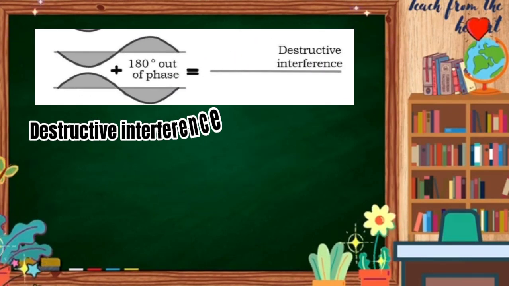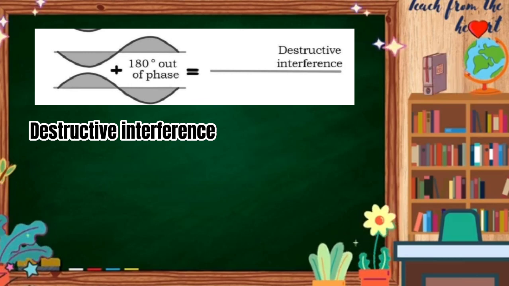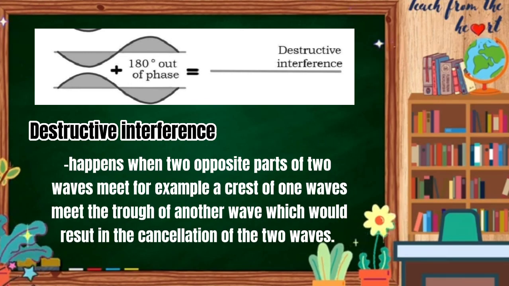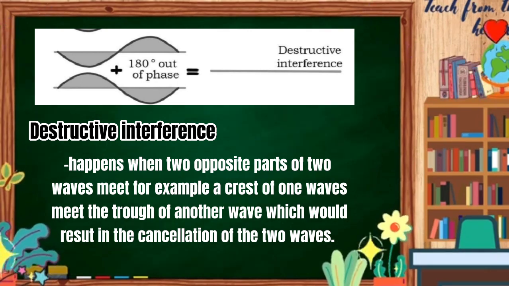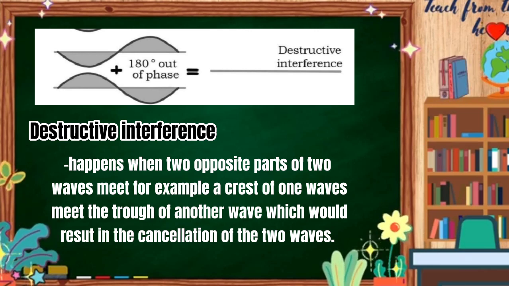The other type of interference is destructive interference. It happens when two opposite parts of two waves meet, for example, a crest of one wave meeting the trough of another wave, which will result in the cancellation of the two waves.